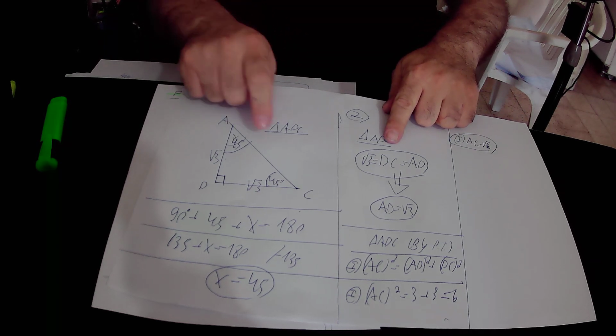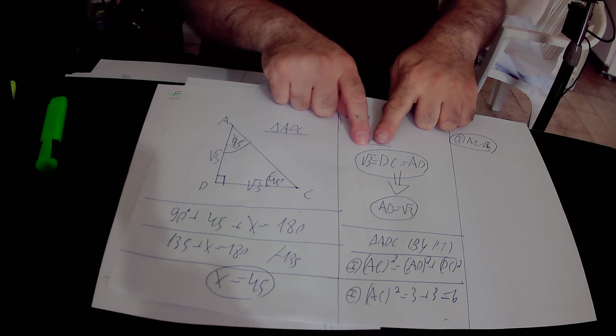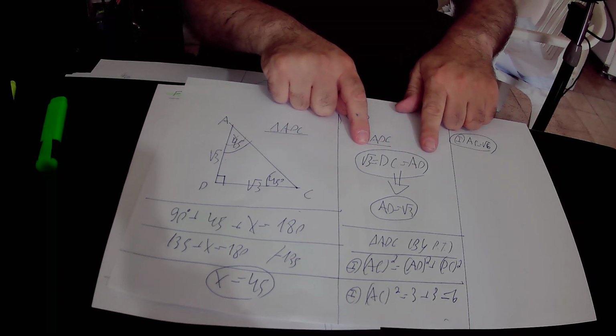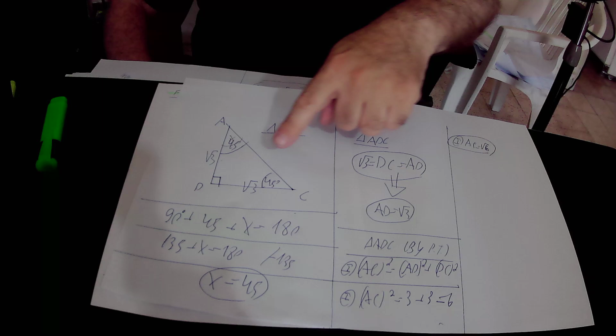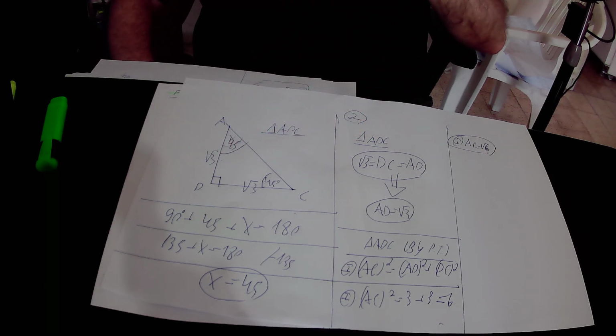We already found out that DC equals square root of 3 units. So from this equation, square root of 3 equals DC equals AD. We will derive that AD equals square root of 3 units. Here, AD equals square root of 3 units.